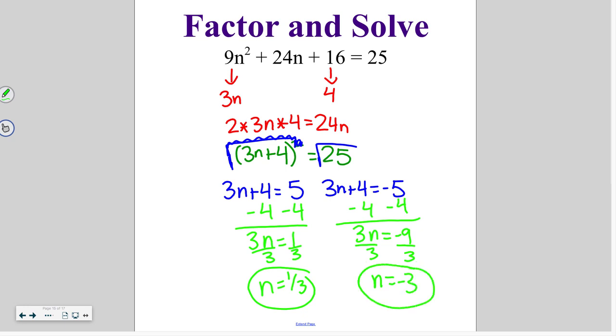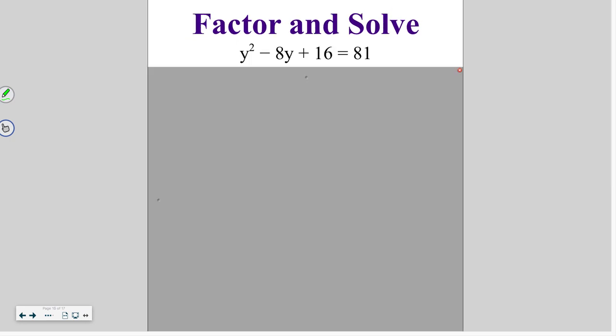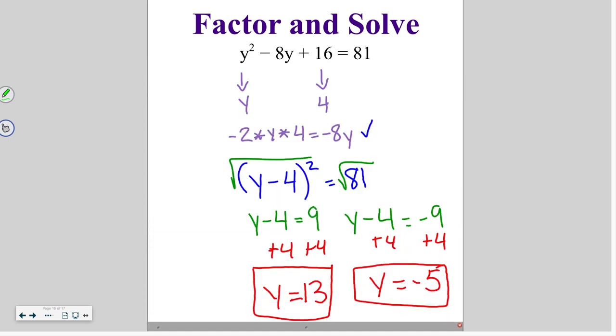So again, we still get our two answers, but because both of these sides can be square rooted, I do not need to go through and set it equal to 0. Go ahead and try this one on your own. Square root of the first and the last term check out, as does the middle value. So I have y minus 4 squared is equal to 81. Taking the square roots of both sides there, I end up with y minus 4 is equal to 9, or y minus 4 is equal to negative 9. So our two answers end up being 13 or negative 5.